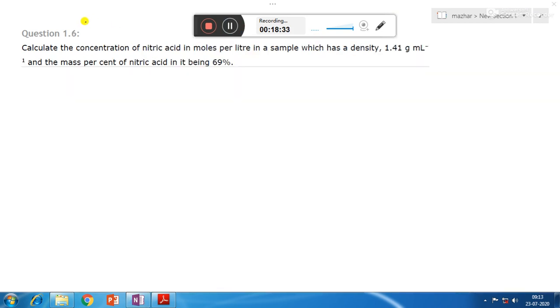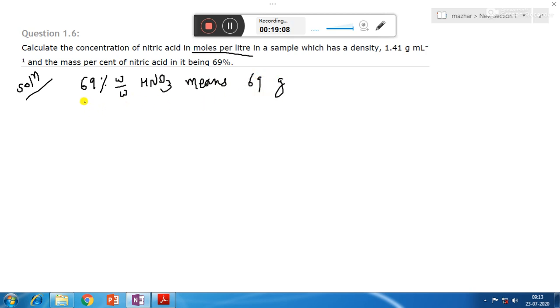Now next question is number 6. Calculate the concentration of nitric acid in moles per liter. That means we have to find out molarity in a sample which has a density 1.41 gram per ml and the mass percent of nitric acid in it being 69%. Weight by weight nitric acid means 69 gram nitric acid in 100 gram solution.